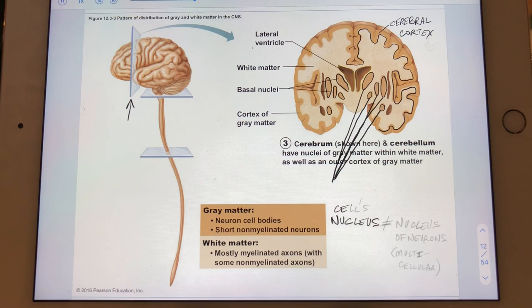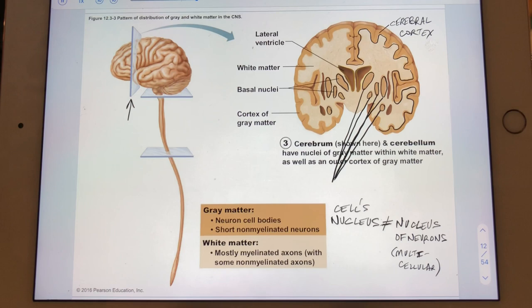A cell's nucleus is not the same thing as a nucleus we would find in the central nervous system. Heck, a nucleus in the central nervous system, in this context, is many cells. Whereas a nucleus only ever belongs to one cell, except in the case of fungi sometimes, but we don't need to know that.